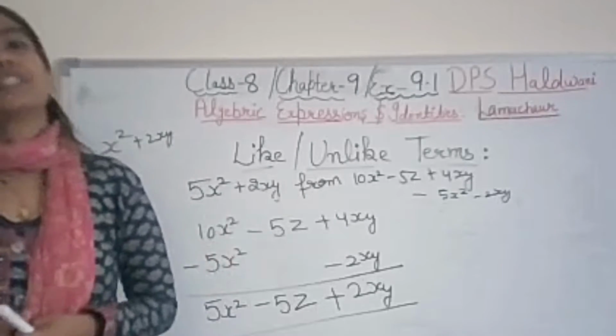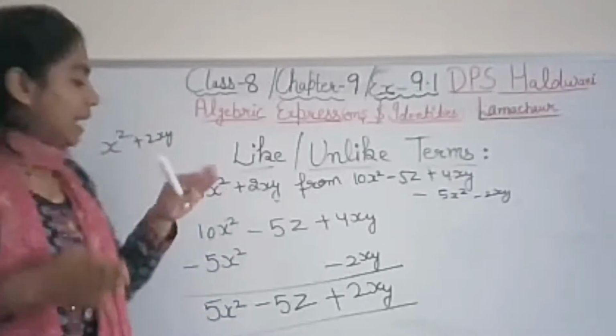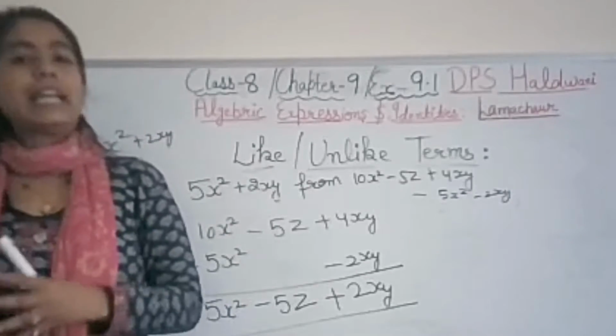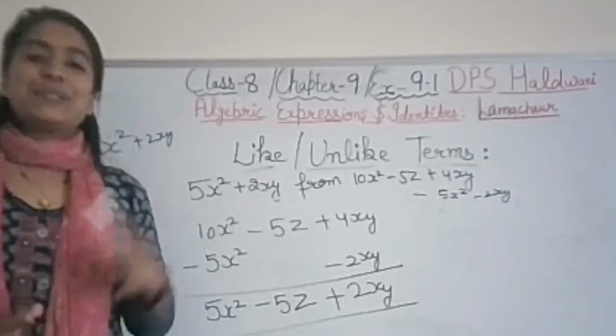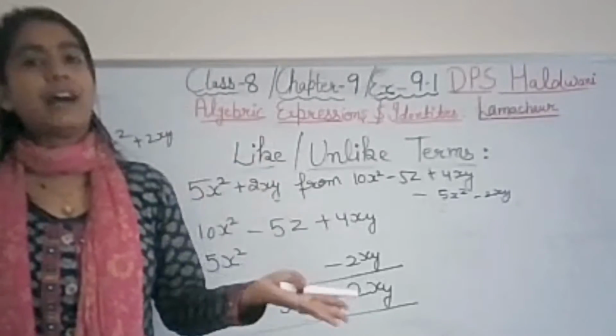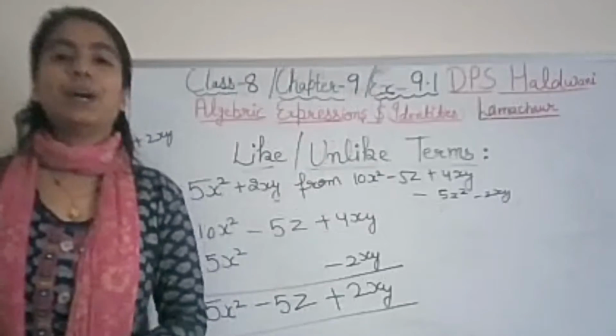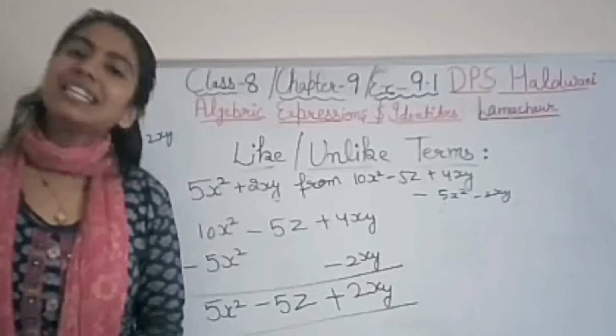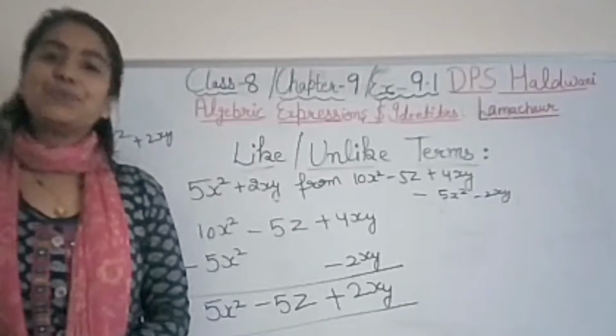It is just an addition or subtraction, but you need to see the like variables; your like terms will come under like terms only. Right? So this is all about your introduction part, and this type of question will come in exercise 9.1. I hope student you got this concept. So let's quickly start our exercise 9.1.